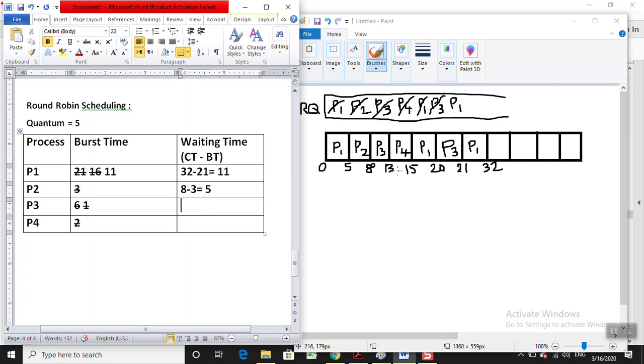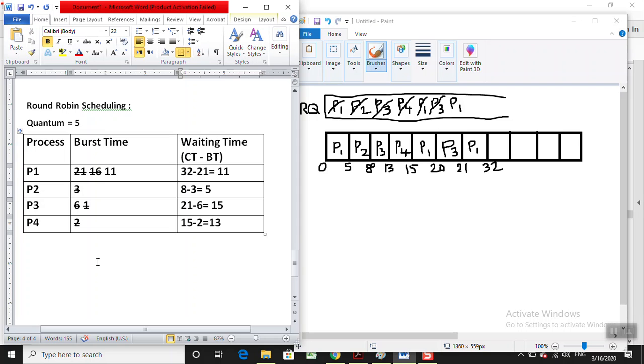And P3 finished at what time? At 21. 21 minus the burst time, which is 6, is 15 milliseconds. Now P4 finished at 15, and its burst time is 2, so it waited for 13 milliseconds.